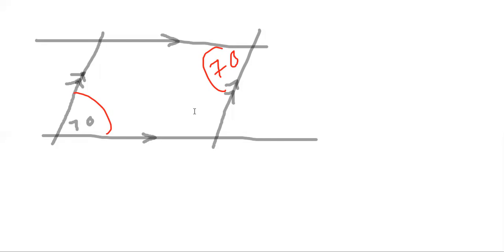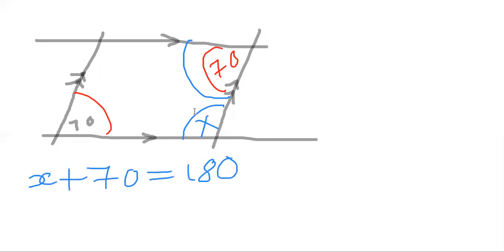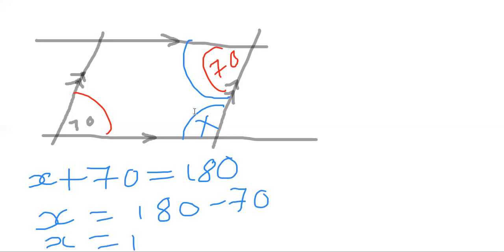I also know that this side plus this is 180. So if I make this one X, I know that X plus 70 is equal to 180 because this is a parallelogram. You can see parallel lines on both pairs. So it implies that X is equal to 180 minus 70, which tells me that X is equal to 110. So it is 110 here. So also here it is 110.